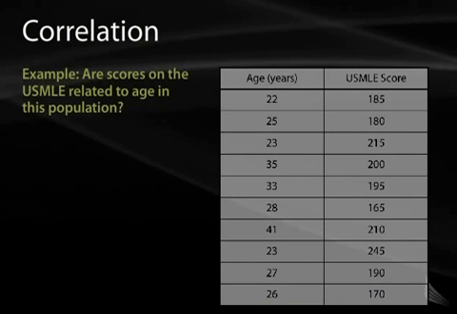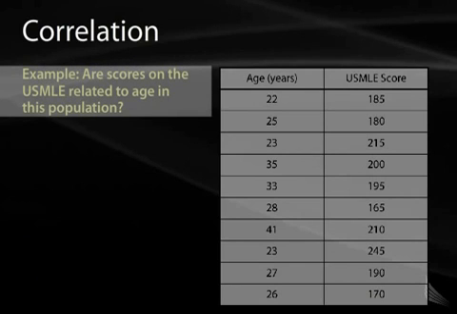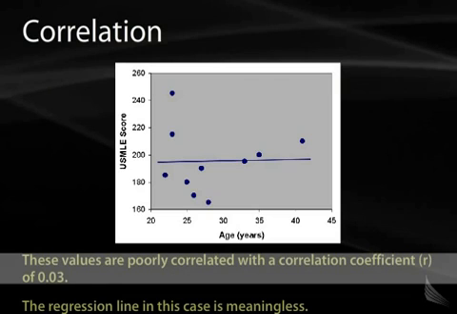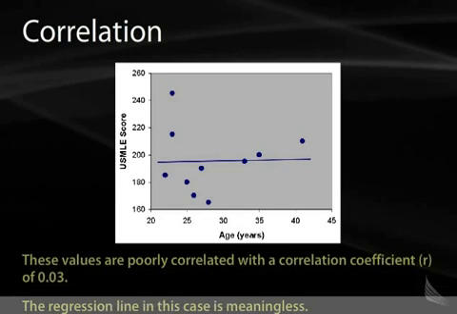How about another correlation? Are USMLE scores related to age in the population? Shown on the table on the right is a series of different ages of people who took the USMLE and their scores. Well, let's plot them out and see what kind of trend we can observe. Simply by looking at the data points, there's no obvious trend, and this is confirmed by our analysis of the correlation coefficient R, which is 0.03. Now, a regression line is drawn here, but it's not particularly meaningful. The slope seems to be pretty close to 0.